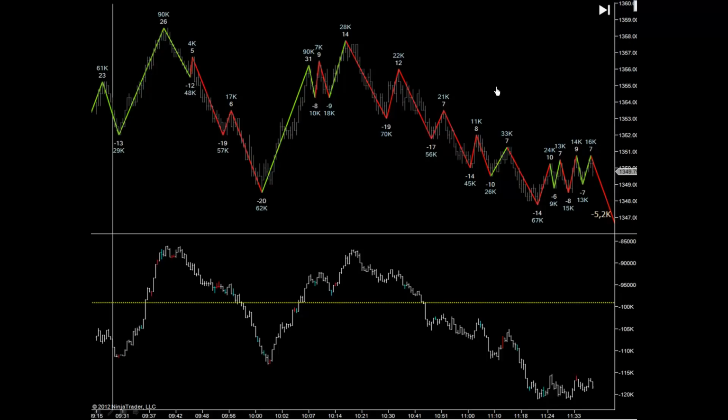So this is not a particularly cherry-picked chart. I'm going to show you two charts, cumulative delta. Some of the action is going to be a little bit ugly, but then some of the action is a little bit ugly on an average day.